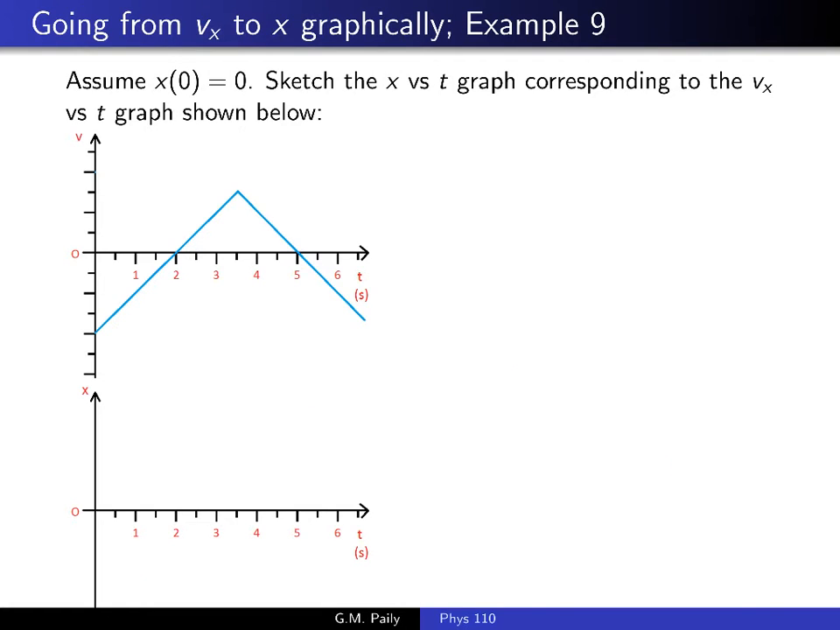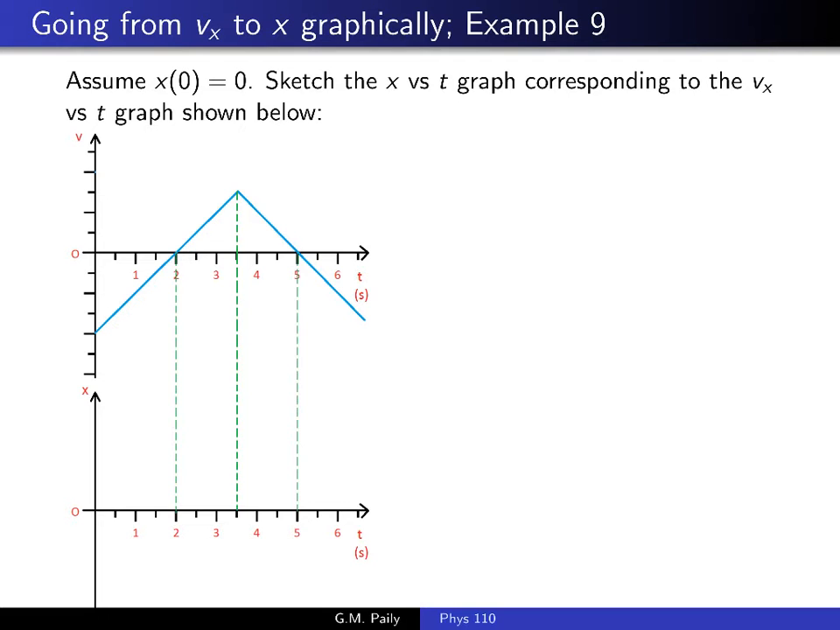Here is the next example. Once again, we see that there are some transitions. This point where the velocity reaches 0, this point where there is a sudden change, this point where again the velocity reaches 0. We draw the drop lines.